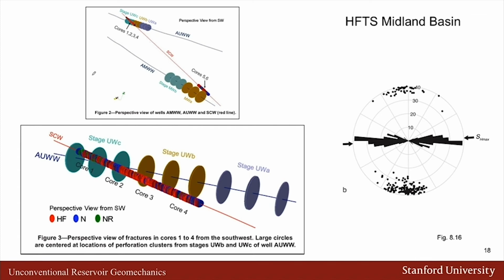Many more hydraulic fractures are seen in the core than the number of perforations, just like in the Eagleford data. And when one plots the orientation of those fractures on a stereonet and rose diagram, once again, just like the Eagleford, we see they're tightly clustered. They propagate parallel to SHmax, perpendicular to Shmin, and that's basically what's controlling the orientation of the hydraulic fractures, just like in the Eagleford case.